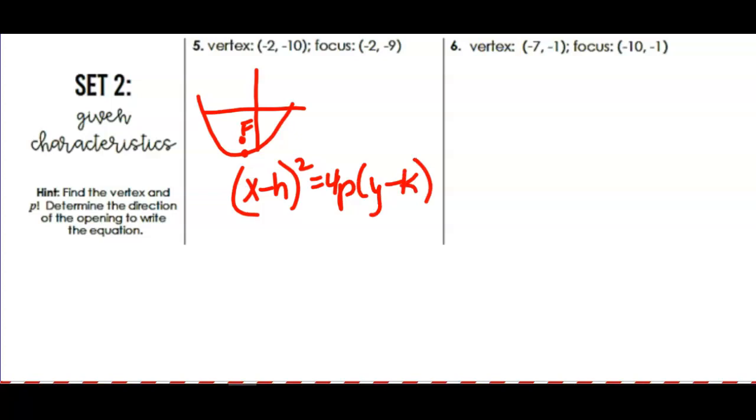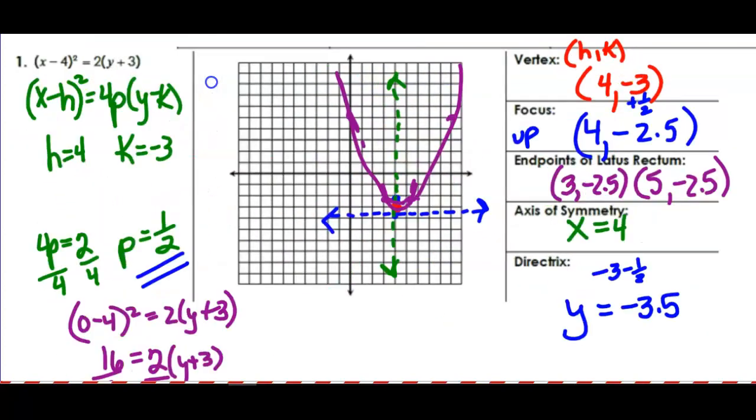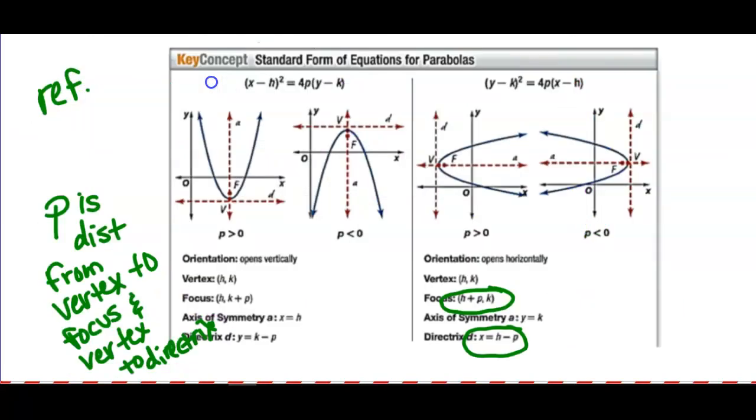And then if you really aren't understanding the concept, I can look right away and tell that these are 1 unit apart, and it's opening up, so P is going to be 1. But if you were confused, the recipe here, sorry, I should have this handier, for one opening up and down is that the focus, the vertex is H, K, and the focus is H comma K plus P.